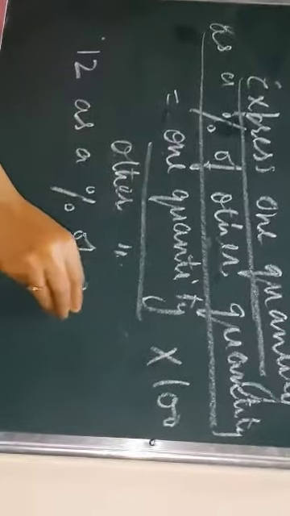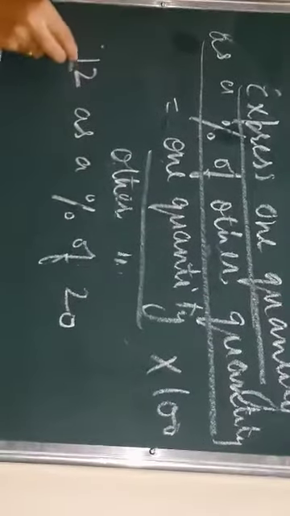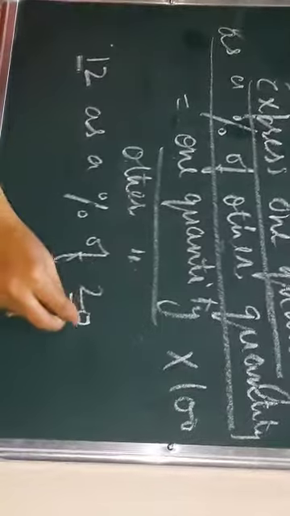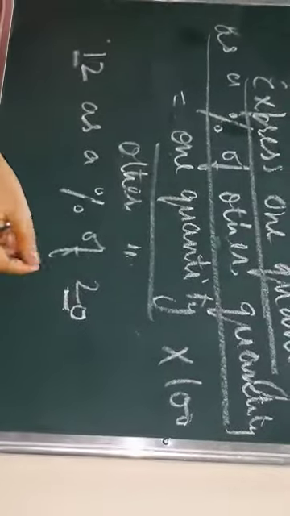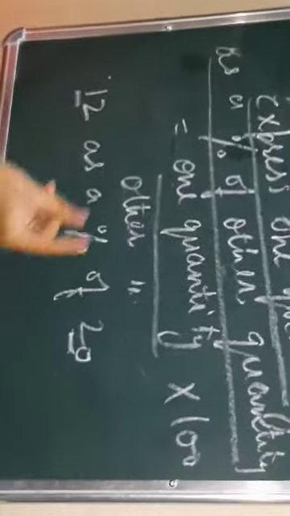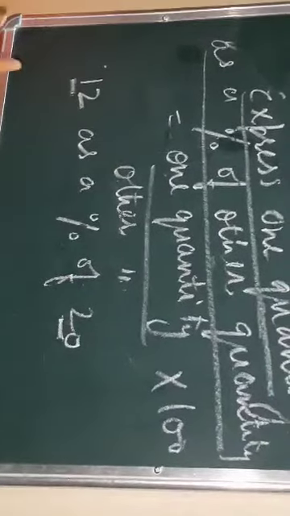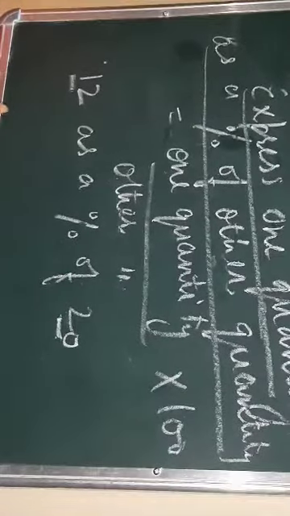Now suppose you are asked how you will express 12 as a percentage of 20. Now 12 is one quantity, 20 is the other quantity. We have to tell that if I am considering 20, then what percent is 12 out of 20? What is the percentage you get of 12 when you are considering the total quantity as 20?